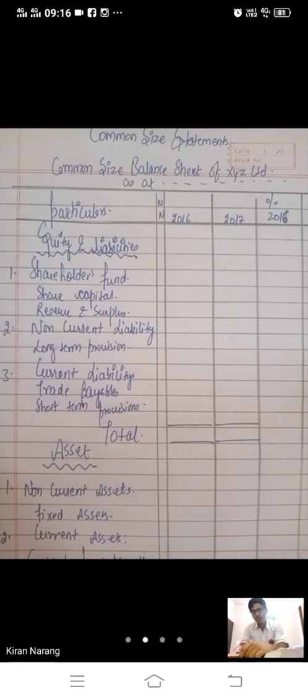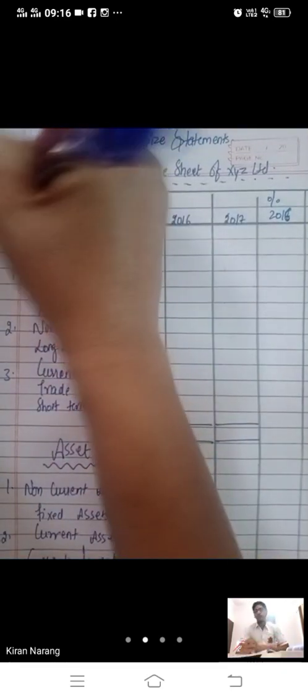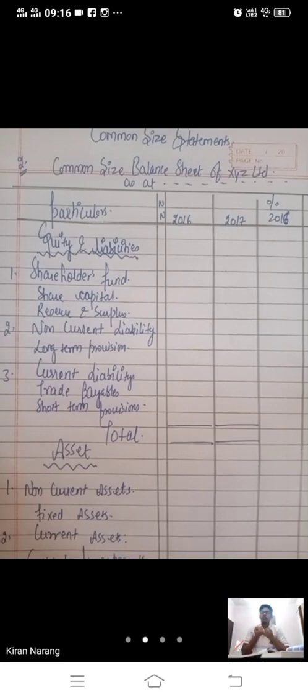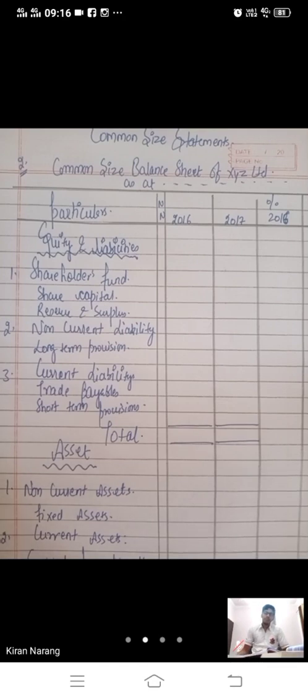Have a look at illustration number 2. But you should know how to prepare the format, because sometimes in the question items are given to you and you have to put them in the appropriate format. So have a look at illustration number 2. The following data is derived from the books of X Limited.